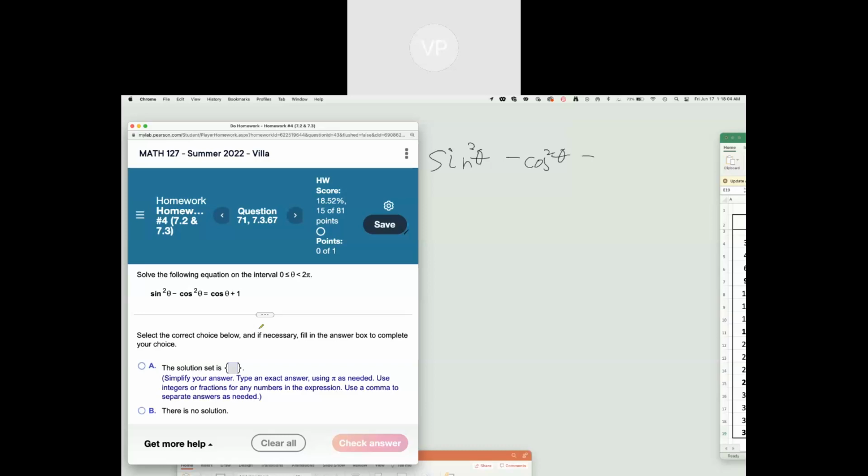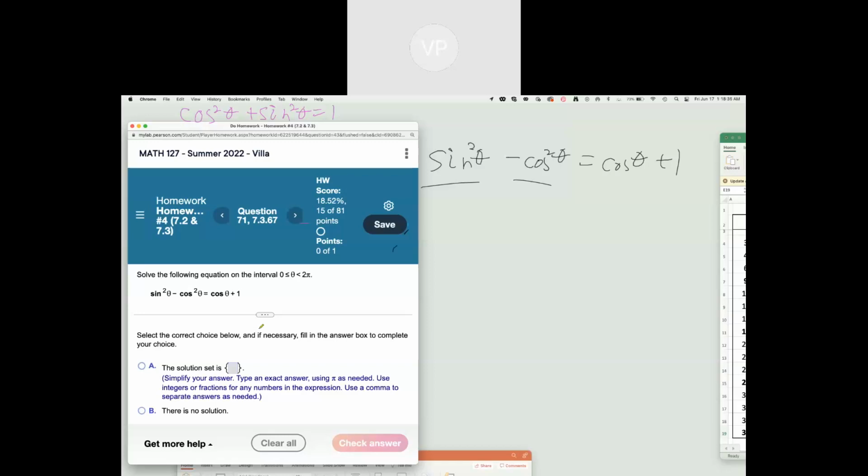Sine squared theta minus cosine squared theta equals cosine theta plus 1. Now, this is kind of a precursor to what you're going to get in Calc 2 a lot, but we'll talk about it now. This is my connection between sine and cosine. Cosine squared plus sine squared equals 1. We can replace either one of them. We can solve for cosine squared and get 1 minus sine squared. We can solve for sine squared and get 1 minus cosine squared.